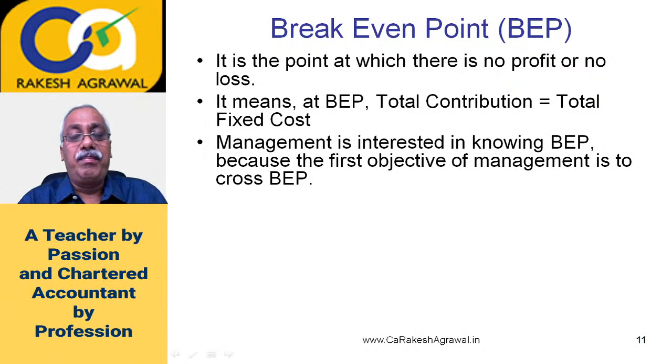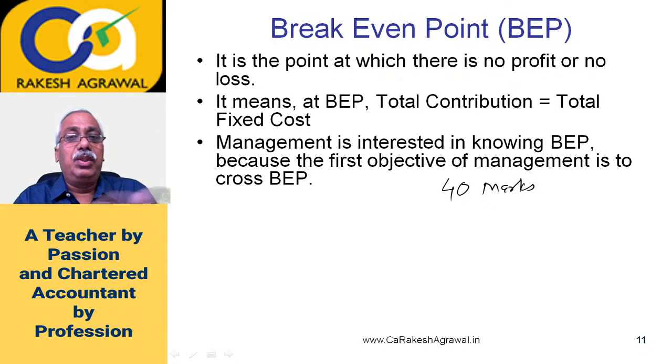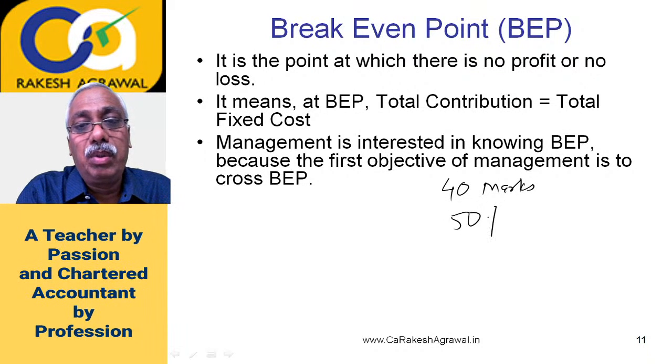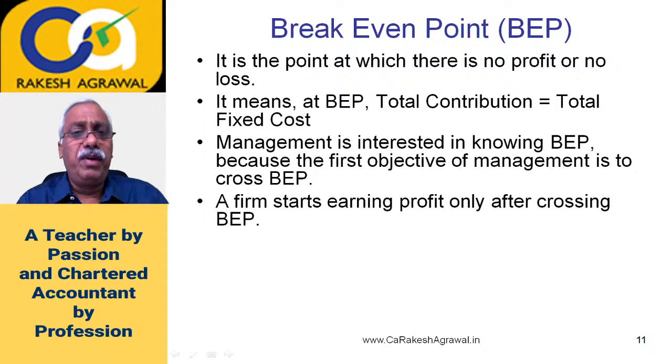Like in your examination, in every paper you have to first score 40 marks. That is your BEP. Unless you score 40 marks, you won't be able to clear the exam. And the aggregate score should be 50% to clear the examination. So these are nothing but your BEPs, break-even points. You have to cross them. This information is important because the moment you start writing the paper, the first thing in mind will be to cross this and then stay as far ahead as possible, scoring as many marks above it as possible. Now a firm starts earning profit only after crossing break-even point.